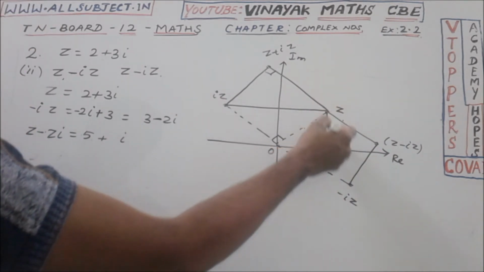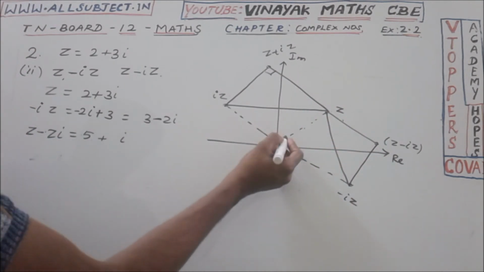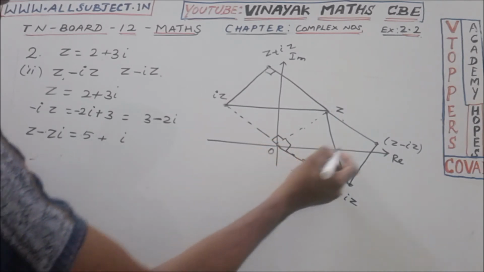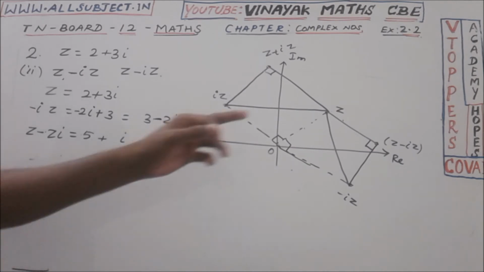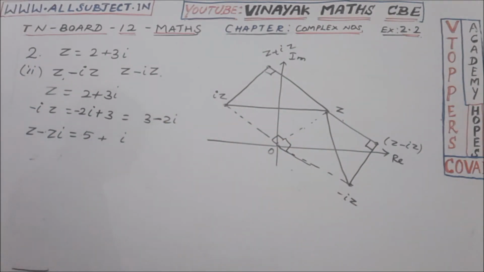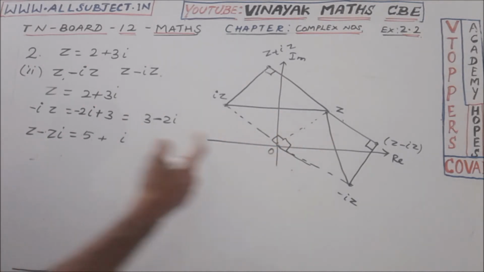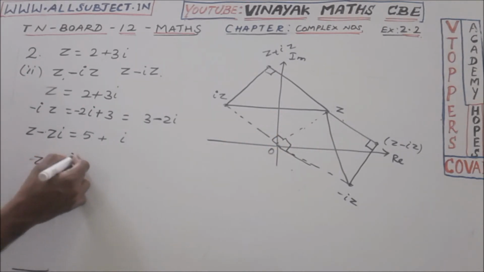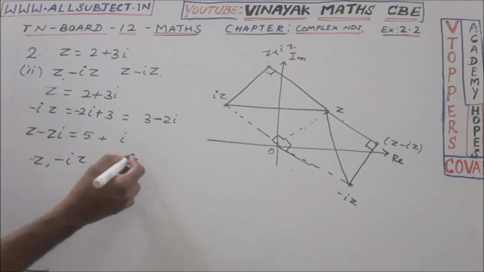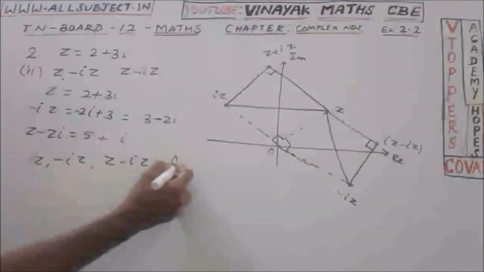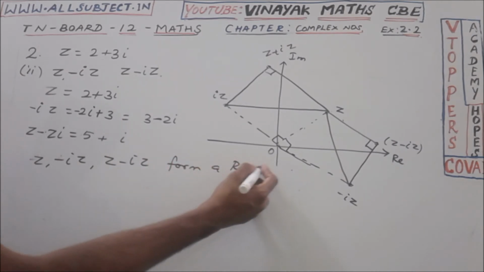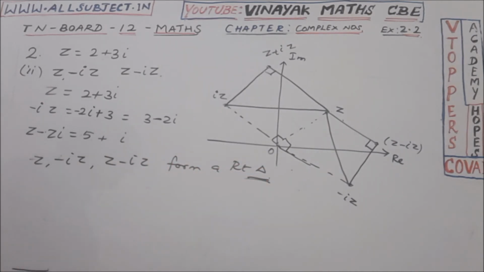Now joining these points, here there is a 90 degree rotation, so here also we expect a 90 degree angle. So this is also a right angle triangle. The joining of these points z, minus iz, and z minus iz forms a right angle triangle. Both cases form a right angle triangle.